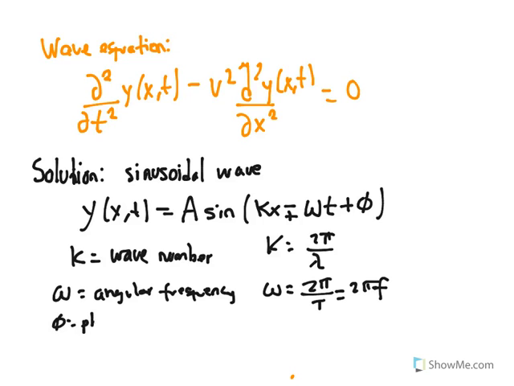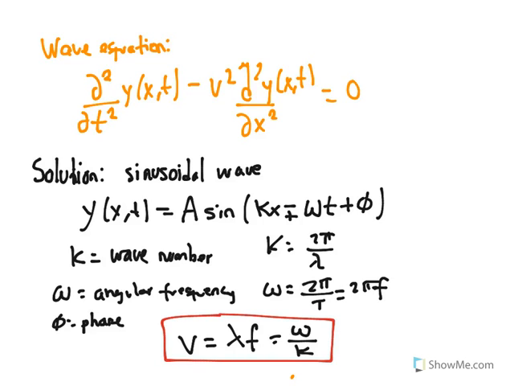Phi, of course, as in the oscillation, is the phase, and the velocity of the wave is going to be equal to lambda times frequency, or omega over k. This is the relationship with the velocity of the wave.